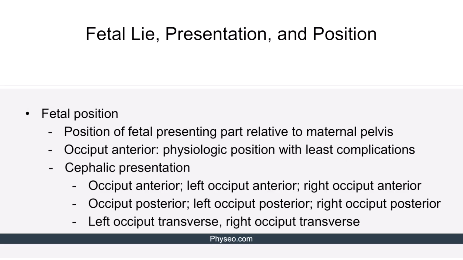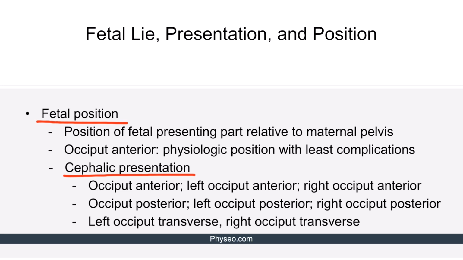Now let's talk about fetal position. Fetal position is the position of the fetal presenting part relative to the maternal pelvis. Please keep in mind that occiput anterior is a physiologic position associated with the least complications. Cephalic presentation is characterized by multiple different positions depending on where the fetal occiput is directed. We have occiput anterior with left occiput anterior and right occiput anterior positions. At the same time, we may have occiput posterior with left occiput posterior and right occiput posterior positions. Lastly, the fetal head may assume the left occiput transverse or the right occiput transverse positions.